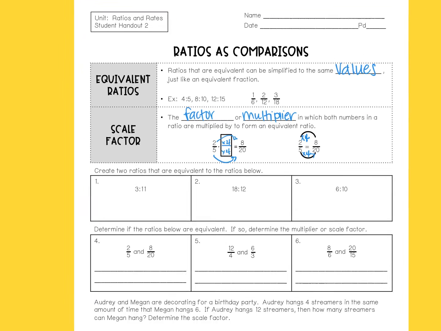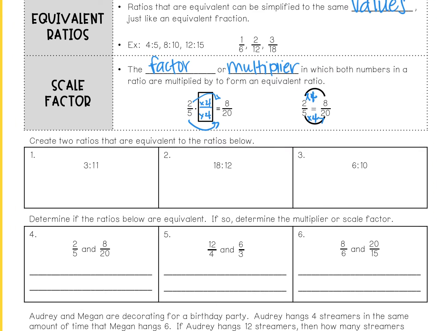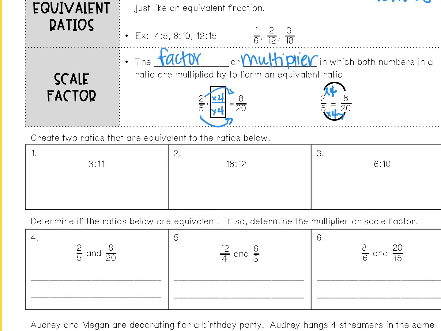So now we are going to create two ratios that are equivalent to the ratios below. So we have 3 to 11. So I'm going to write this as a fraction and see if I can make an equivalent ratio. If I multiply 3 times 2, I can get 6. And if I do it to the top, I have to do it to the bottom. So 11 times 2 is 22. And my first equivalent ratio will be 6 to 22.